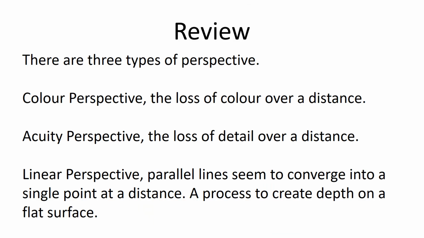All right, so let's review. There's 3 types of perspective. Color perspective, the loss of color over a distance. As the light travels through the atmosphere, we lose some of the color of that distant object. Acuity perspective, the loss of detail over a distance. We're only able to see detail at a very short distance. So the further we are away from something, the less detail we see. And then the final one, linear perspective, parallel lines seem to converge at a single point at a distance. We use this process in our drawing and painting to create depth on a flat surface.